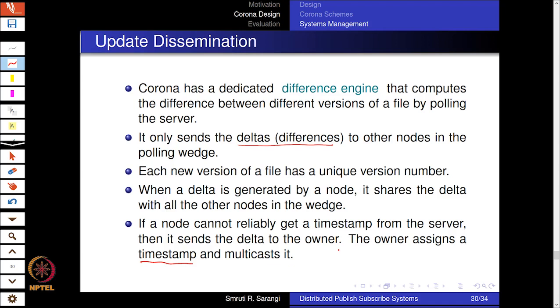So the owner of the wedge, the original owner, still has a lot of role to play because it kind of owns the DAG, and it also decides if an update is new or not. It does that, and also it propagates the update to all the nodes within the DAG.